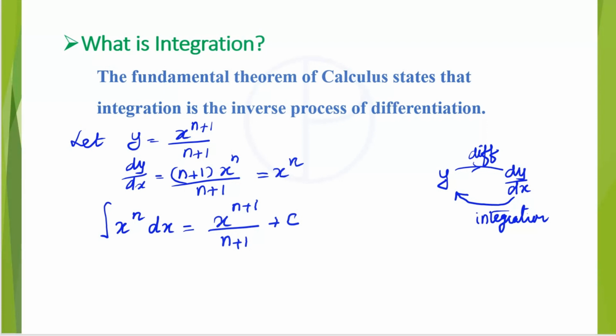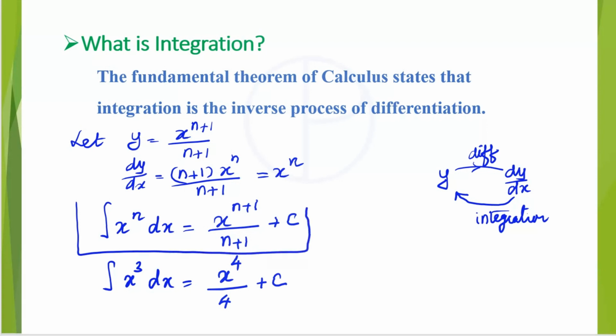Let's look at this example. How to integrate x cubed with respect to x. Integral x^3 dx equals: increase the power of x by 1, so 3 will become 4, divided by the new power, that is 4, plus c. So this is our formula.